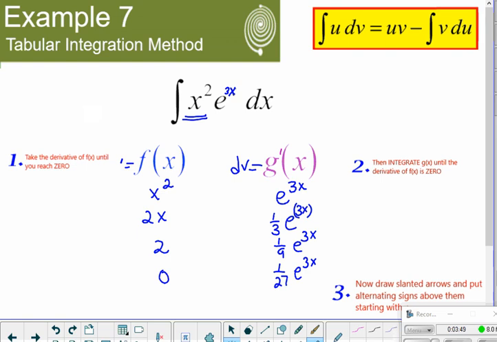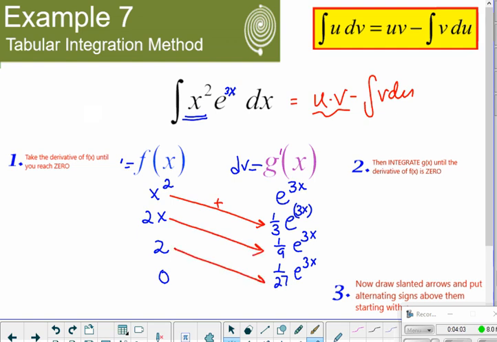To accomplish the tabular method, we know that this turns out to be u times v minus the integral of v du. We are just replicating this u times v. Okay, and we need to know what signs these are going to be. So what I do is I take this u times this v over here. This was my dv. This would have been my first v then, wouldn't it, when I integrated. So I'm going to do this times this.